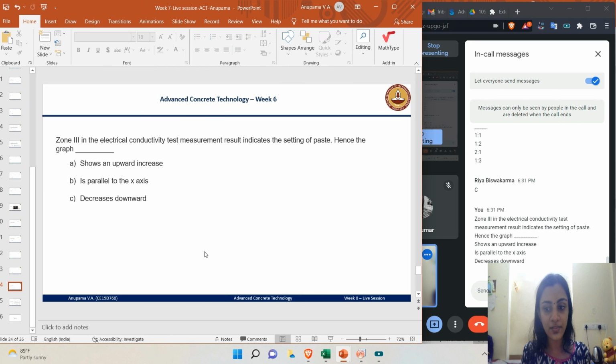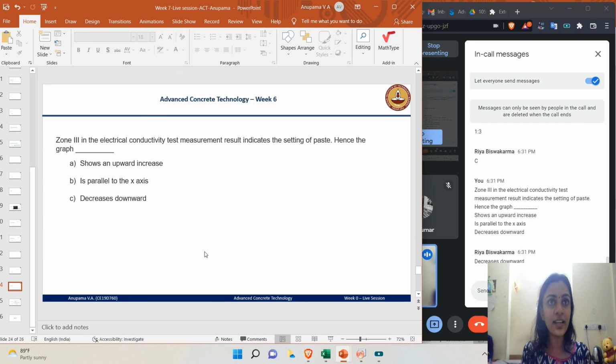So this is the last question for today. Zone 3 of the electrical conductivity test measurement result indicates setting of a paste. And what kind of graph is that? It shows an upward trend, it shows a downward trend, or is it parallel to the x-axis?